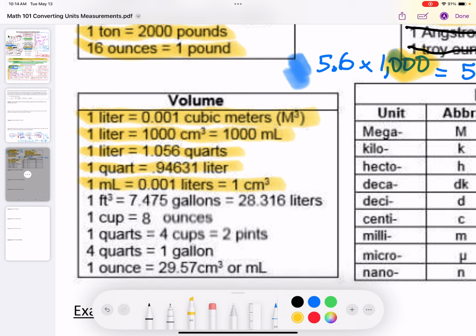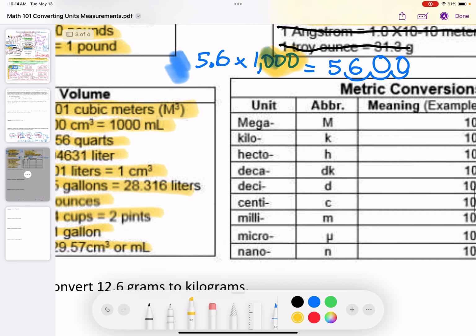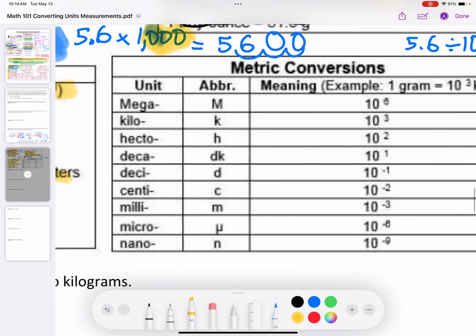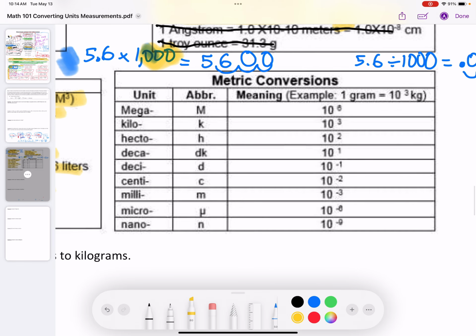Okay, so there's a lot of these. I don't want to bore you with all of them. A lot of these are the same ones we've seen. If it's US units to US units, we've seen that already. But now this last table looks at how to convert from one metric unit to another.